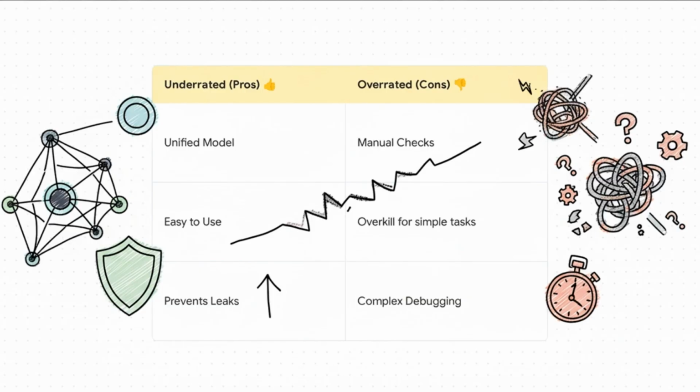But on the overrated side, look, it's not magic. The responsibility is still on you, the developer, to manually check the token in your code. For really quick, simple tasks, it can feel like a bit of overkill. And yeah, trying to trace a cancellation through a super complex call stack can sometimes make debugging a little tricky.